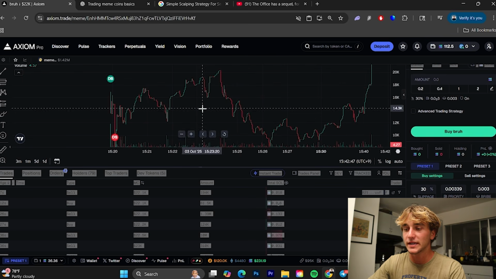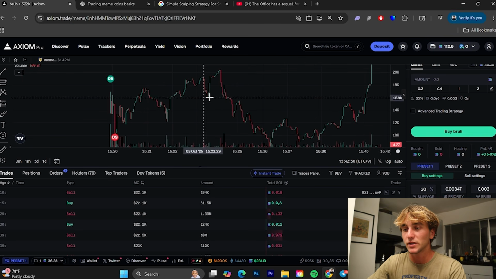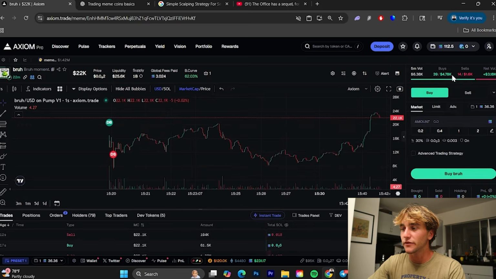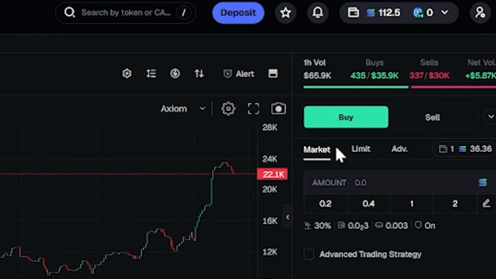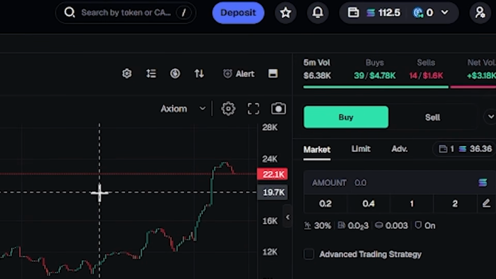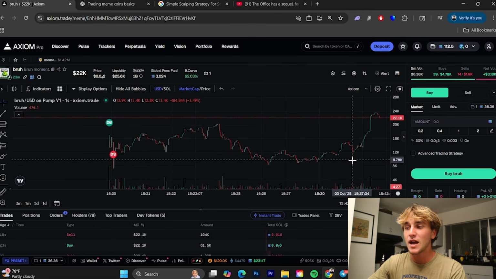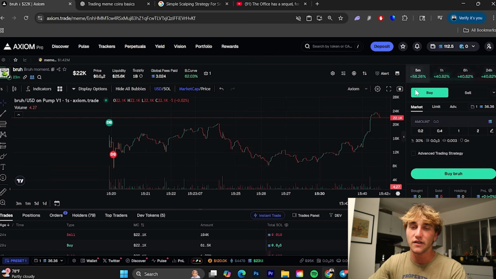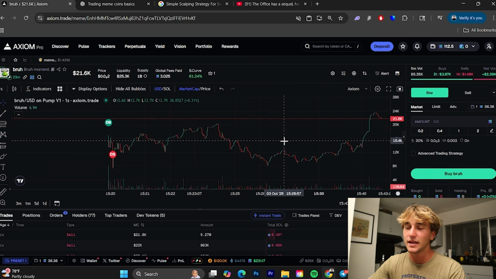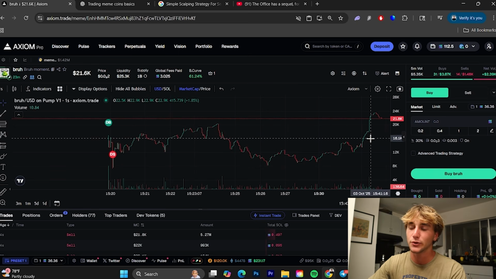Now, the volume was insane on this thing, absolutely ripping right here. And even if we look at the hour volume, it got 65K in volume, so that's really good. I would try to shoot for something above 20K in the last hour, and then in the last 5 minutes I'd shoot for at least a bare minimum of 2-3K.